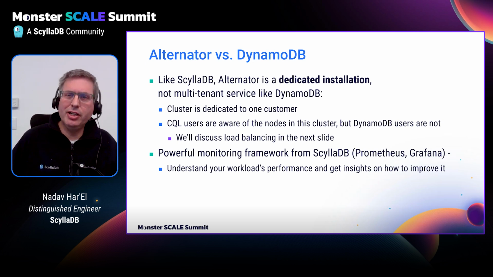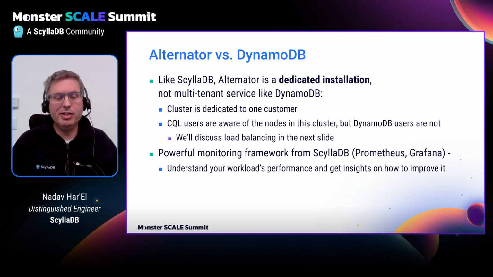DynamoDB users are usually not aware that, for example, Amazon's DynamoDB maybe has thousands of nodes, but the users are not aware of it. And we'll discuss what to do about that in the next slide. This is load balancing, how to balance the load of the requests to different nodes. Alternator also has a powerful monitoring framework, the same as we have in the regular ScyllaDB, that is based on Prometheus and Grafana, that helps you understand your workload's performance and get insights on how to improve this performance.